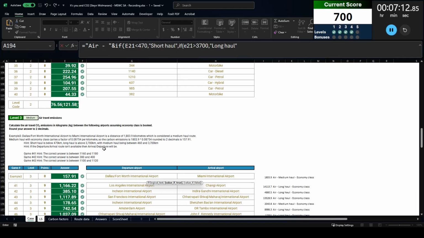Once I get all of those figured, I then add them all up. Make sure to round it to only 2 decimals. That will give me the answers for this level.